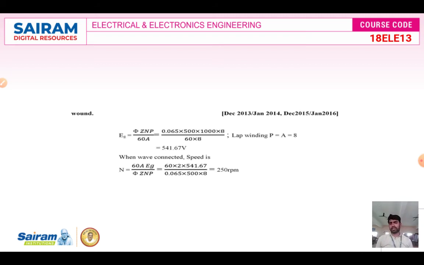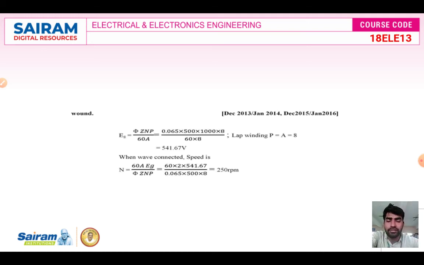When it is wave connected, the speed N, just like I have taken from the EG, is 60A EG divided by ΦPZ. So we got 250 RPM. So the generator rotates at 250 RPM.